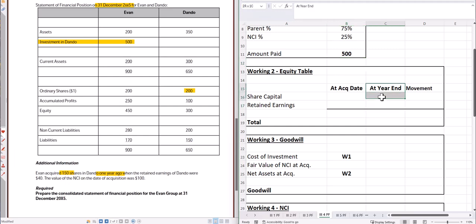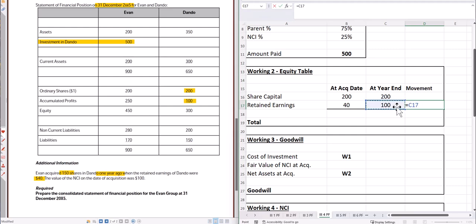So I said start at the year end. So we've got 200 and 100 by the year end. The share capital then always stays the same, 200. And the retained earnings at the acquisition date, well, it tells us in the notes that they were 40. So we can immediately see that there's a movement between here and here, 40 to 100. That is going to be 60.